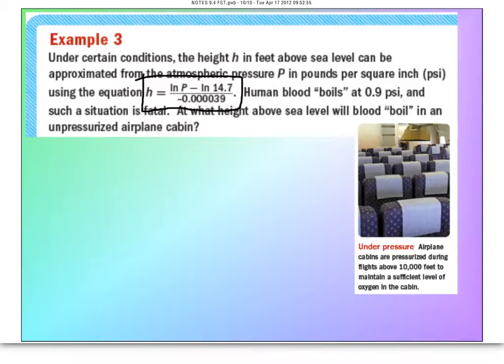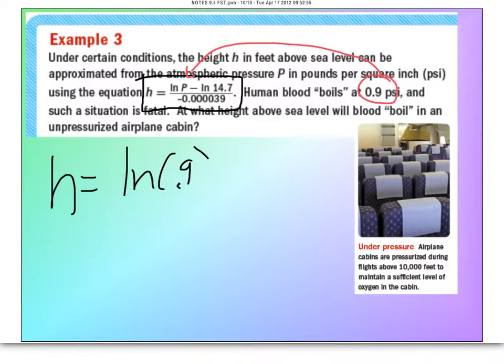And what this tells us is that human blood boils at 0.9 psi. In this situation it would be fatal. It's not a good thing. At what height above sea level will your blood boil in an unpressurized airplane cabin? Well, we know that blood boils at 0.9 psi. So all we have to do for this is take 0.9 and put it in for P. So at what height is the question?